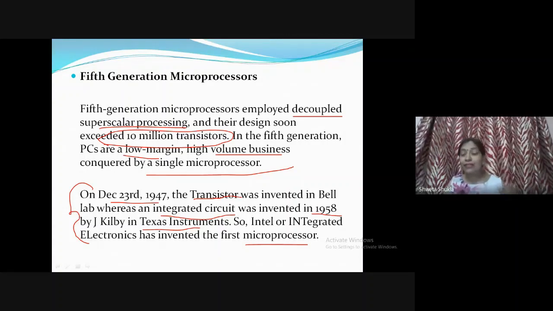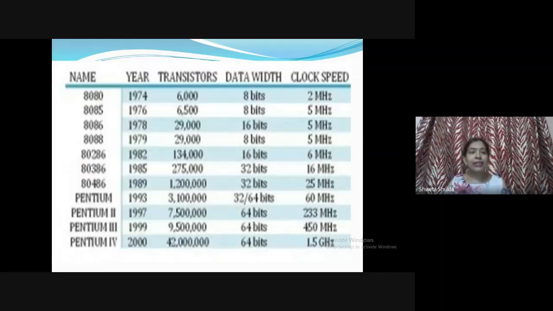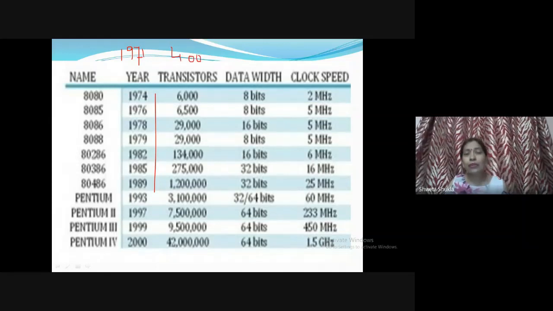Since Intel is the first company, let's see where the name Intel came from. It is actually a company named Integrated Electronics, and that is why they made a short form, Intel. This is how the company named itself. Now let's see the overall evolution in one table. In 1974 they started. Why 1974? As I told you, in 1971 the first microprocessor, the 4004, came into existence.